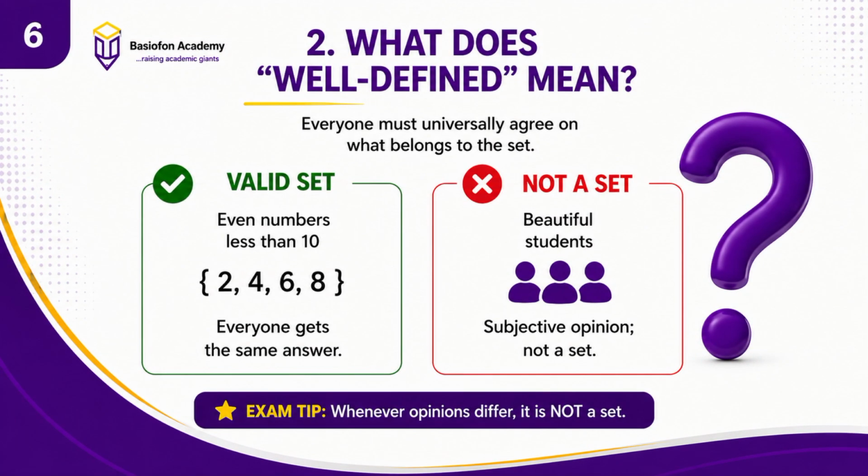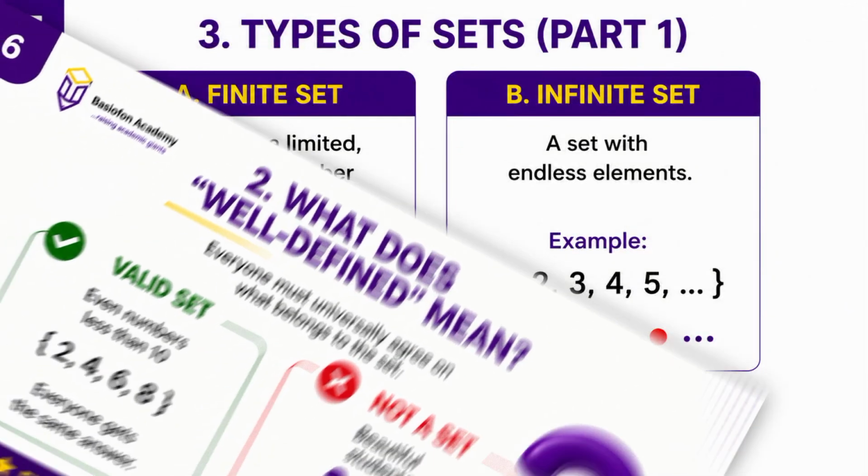If you answered B, you're absolutely correct. But why? The secret lies in the phrase, well defined. For a collection to be a set, it must be objective, meaning everyone in the world must completely agree on what belongs inside it. If you ask anyone for the even numbers less than 10, they will tell you 2, 4, 6, and 8. That is a set. But words like beautiful, handsome, or intelligent depend entirely on personal opinions. Because opinions differ, beautiful girls cannot form a mathematical set.